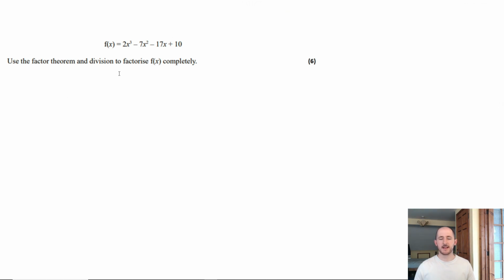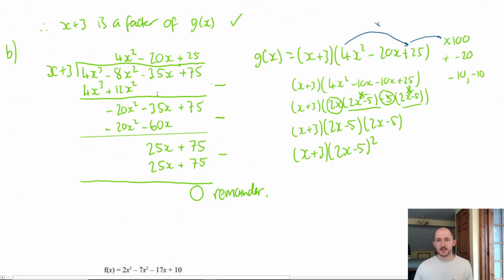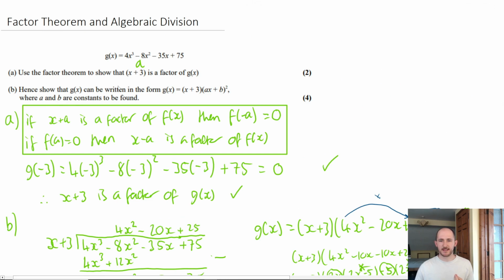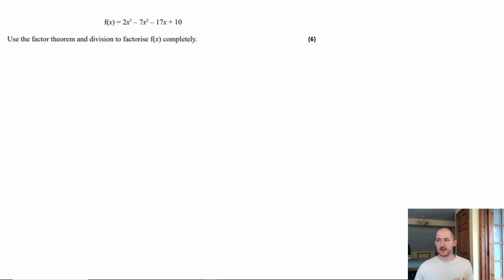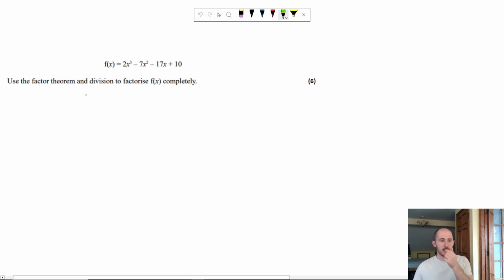So as usual, things are never always that simple. Here we have a 6-mark question where it just says use the factor theorem and factorize f of x completely. If you notice in the previous questions, they gave us what the factor is. In some questions they may not give it to you. They may just say, use the factor theorem and work it out. So what do you do?